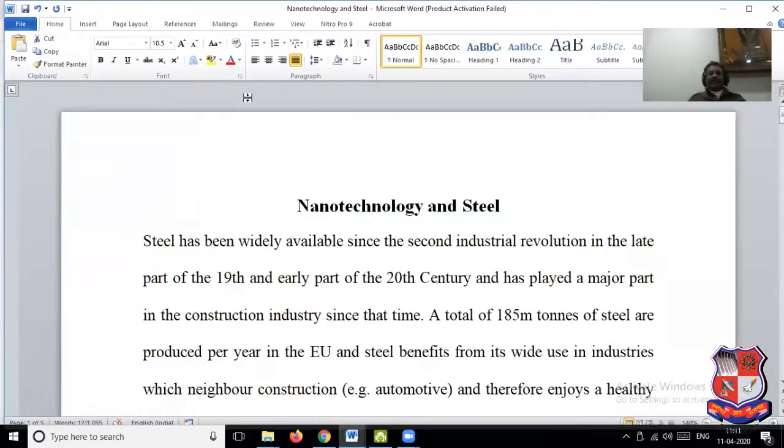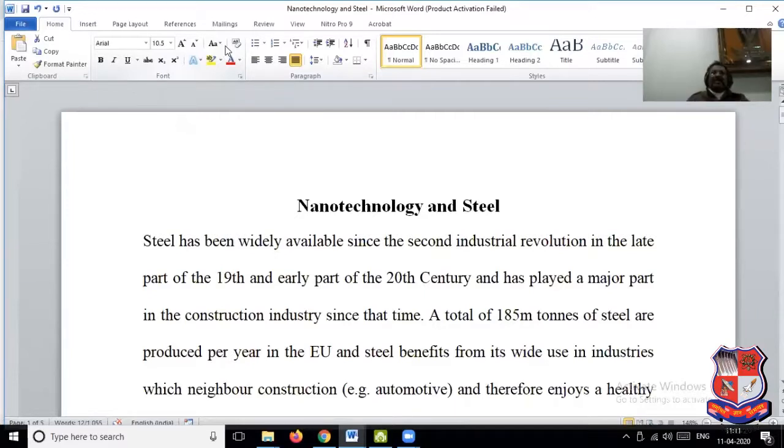Good morning, friends. Today we will see nanotechnology and steel. In semester 4th, 5th, I always talk about steel in the vicinity of material science as well as in the vicinity of metallurgy and mechanical. But today our aspect is totally different. Today we will see steel, especially for civil engineering purposes.